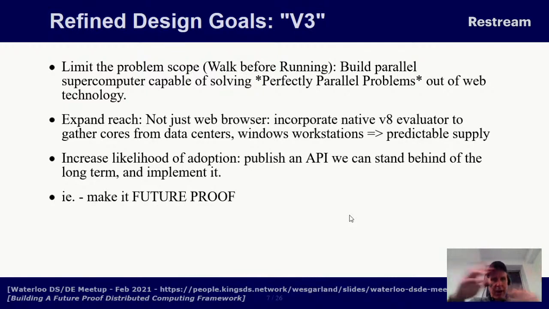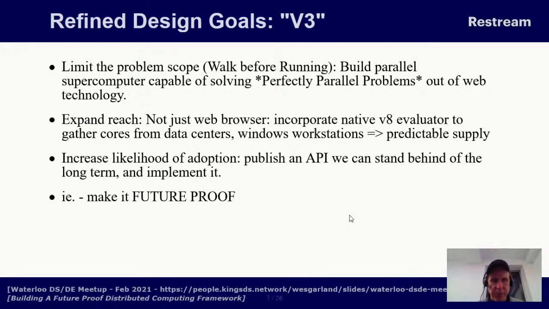Anyways, back to redefining my design goals. We call this V3 internally. V3 is actually what's running on the production network right now. We're getting very close to releasing V4. So when we designed V3, we limited the problem scope. We decided, okay, we're only going to really look at perfectly parallel problems.